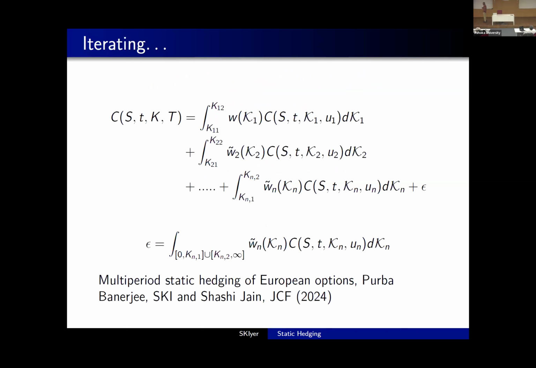And one can now iterate this process to as many short maturities as one wishes. And you can explicitly write down what these weights are, right? And so a lot of extensive numerical analysis has been done by Purba for this kind of setup. You can look at this paper for various different situations. So I'll leave with just two simple pictures, which will illustrate how this works.